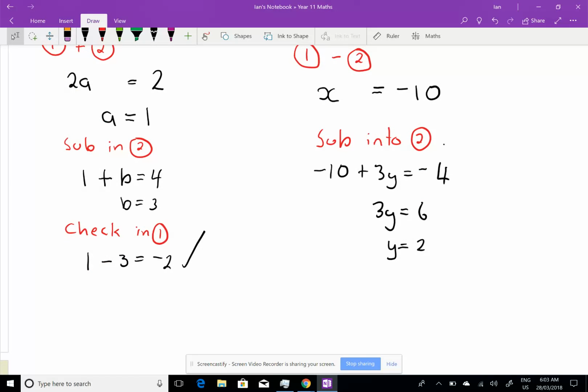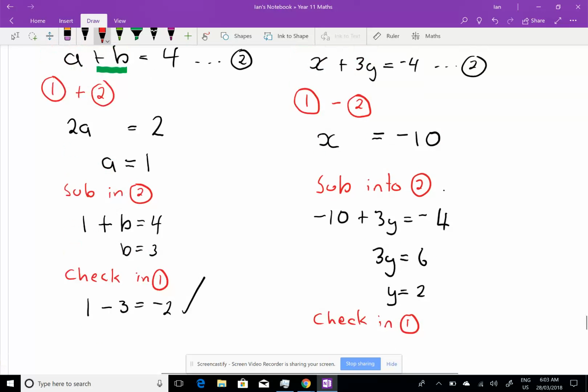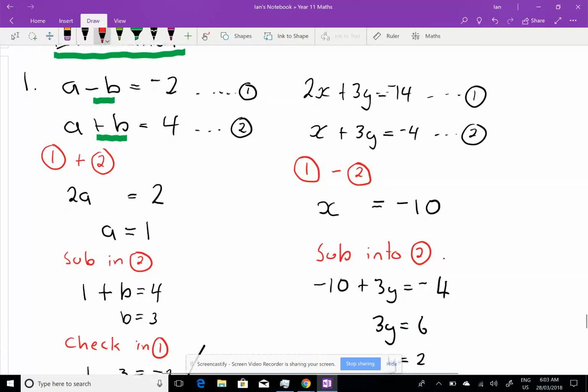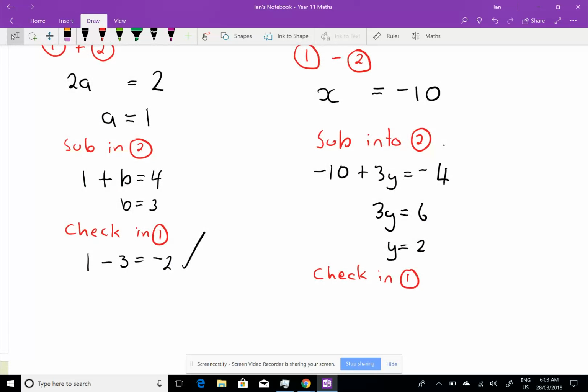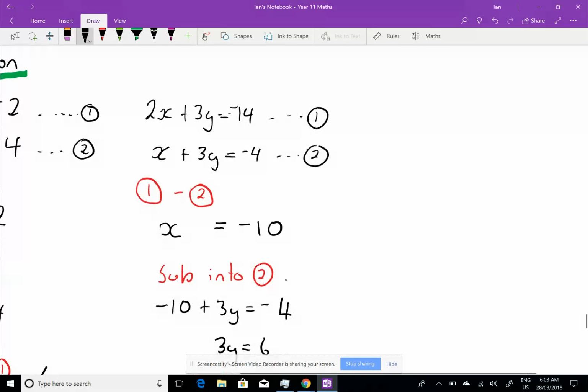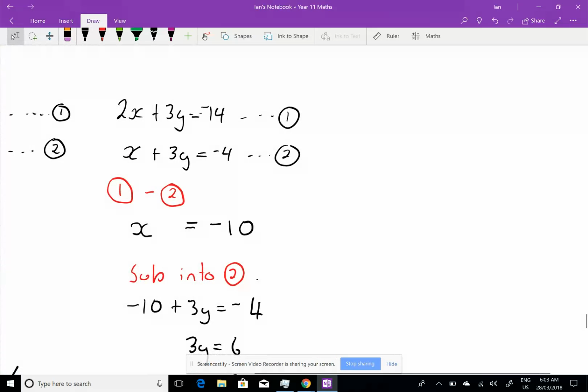So I've got my two values. Because I used 2, I'm going to check in 1. And 2x plus 3y equals minus 14. So does 2 times negative 10 plus 3 times 2, well, it's negative 20 plus 6, which equals negative 14, which is correct. So that's the elimination method.